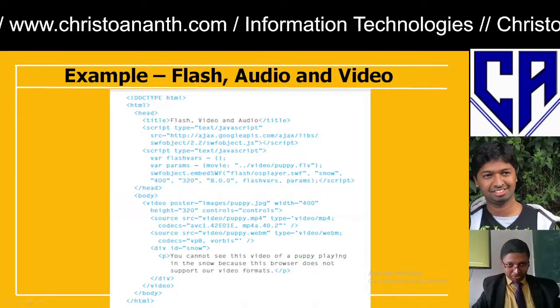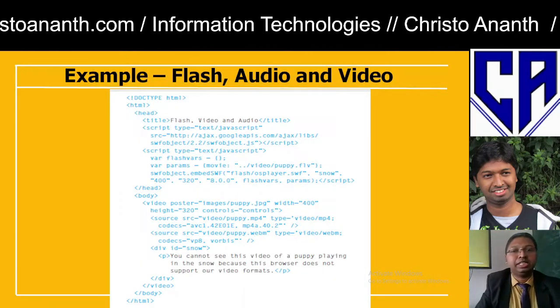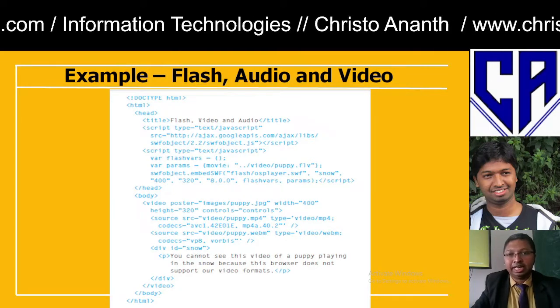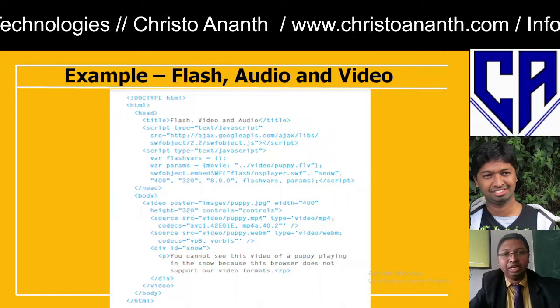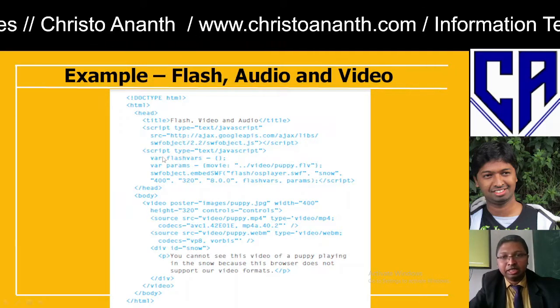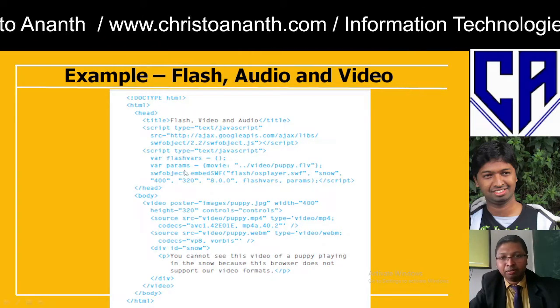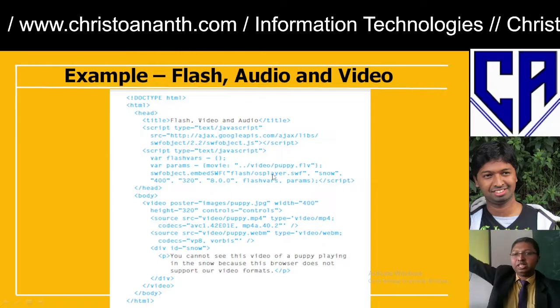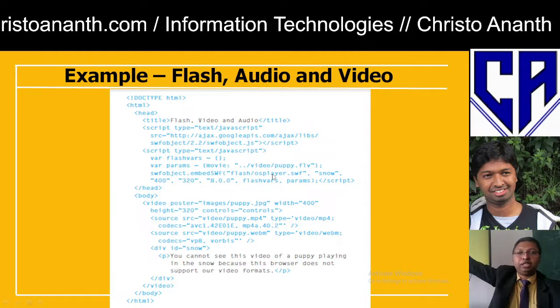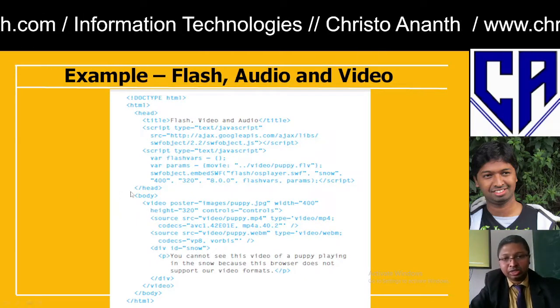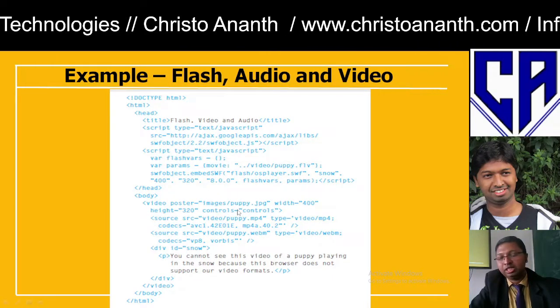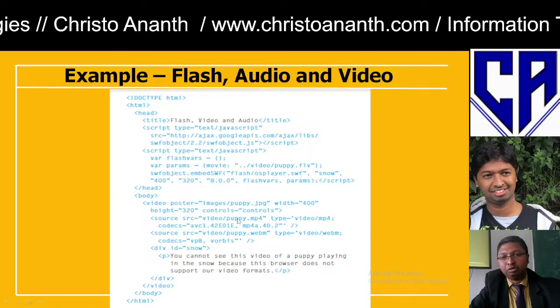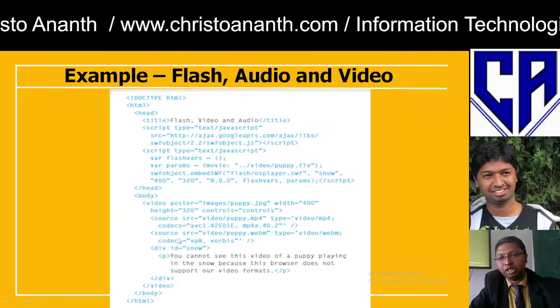Full example. Okay, so doctype HTML, head tag, title tag. What is the title? Flash audio and video. Then the script type JavaScript, with variable parameters. Movie is actually video slash puppy.flv. Then close the head tag, then you have the body tag, and you'll have video poster, images slash puppy.jpg, width equal to 400, height equal to 320.